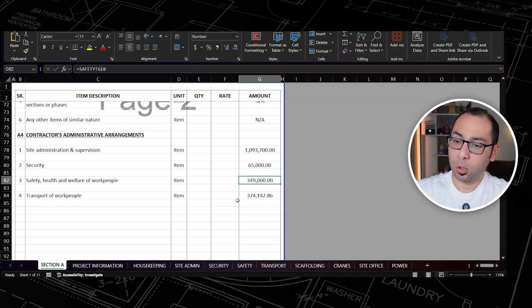And now when we come to the fourth point, which is the transport of work people, I'm getting 374,000 here, and again I have a breakdown for this item. So how I am going to be transporting the people who will execute the work.